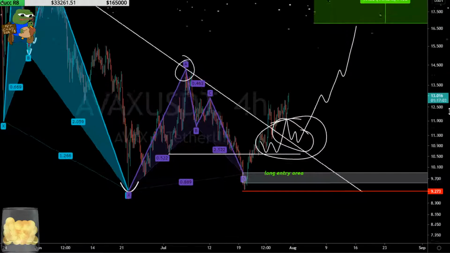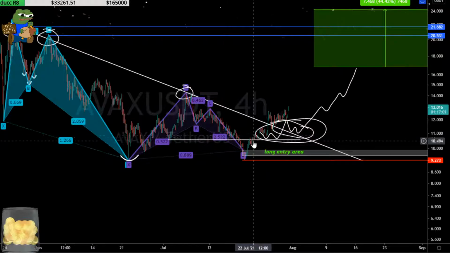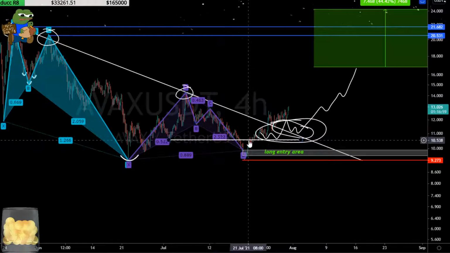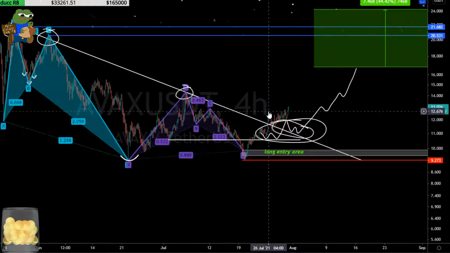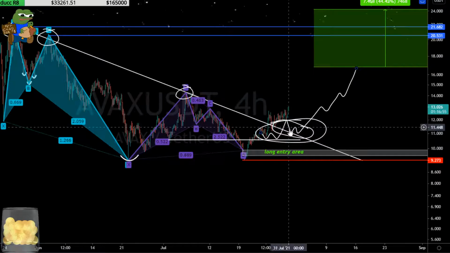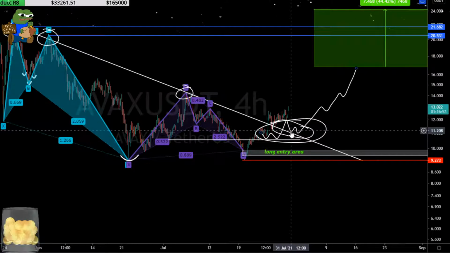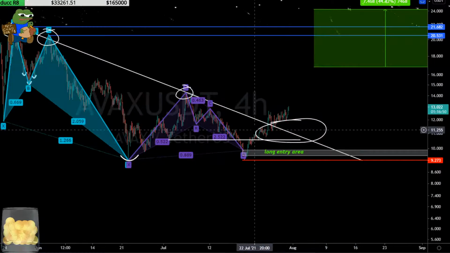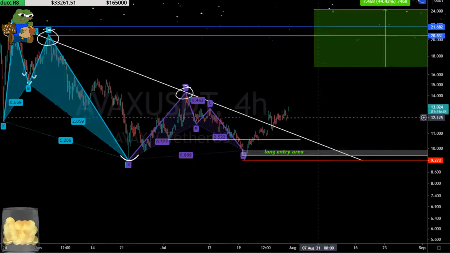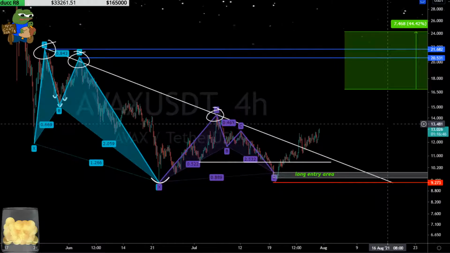AVAX. Okay, last time we checked this, we said we were gonna backtest this neckline. We're gonna break out. We're gonna backtest the downsloping trend line, and then we're gonna rally. Okay, well, look what we did. It pretty much did exactly that, right? Since we last saw this asset.